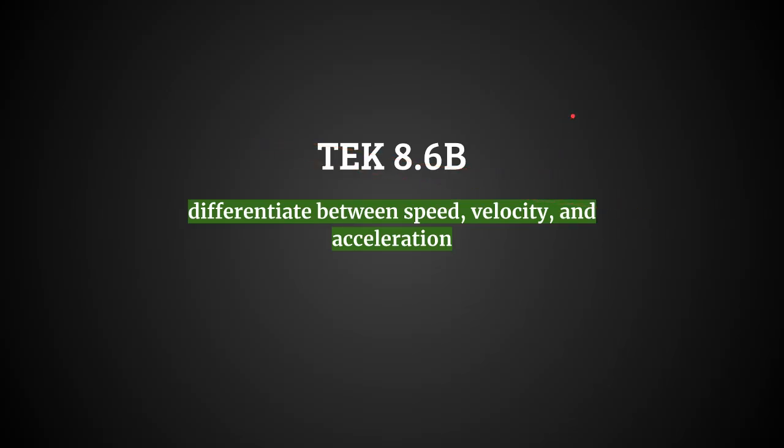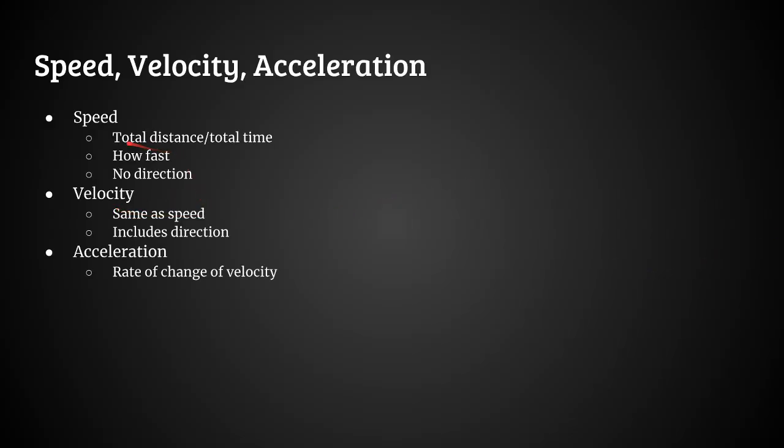Moving on to TEAC 8.6b, differentiate between speed, velocity, and acceleration. Speed is your total distance over total time, so distance over time. It tells you how fast, but it doesn't have a direction. If it includes a direction, then it's a velocity. So velocity is speed with direction. And acceleration is the rate of change of velocity, so how quickly it's changing.